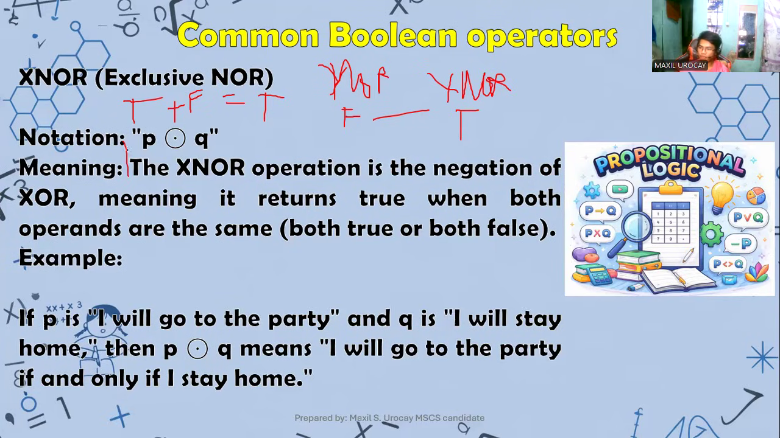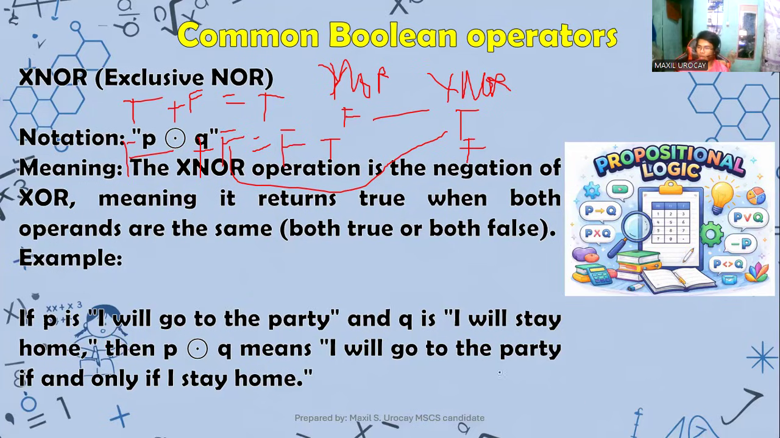So if false plus false for XOR, it will become false. But for XNOR, it will become true. So meaning it returns true when both operands are the same, both true or both false. So that's how it works.